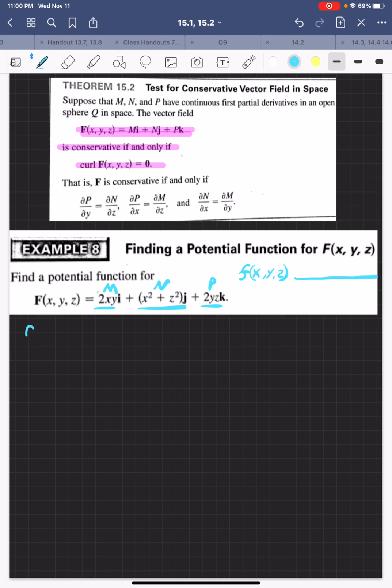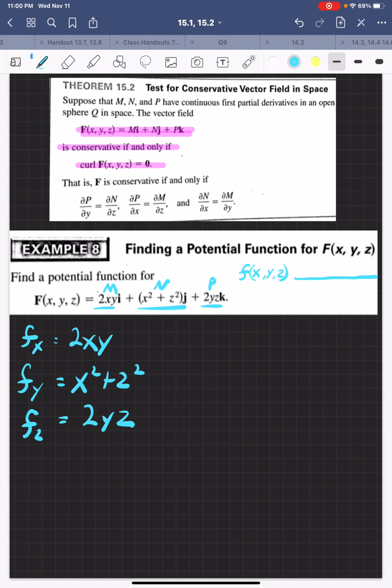Those are the partials. So whatever function f is out there, if you took the partial with respect to x, you would get 2xy. If you took the partial with respect to y, you would get x squared plus z squared. And if you took the partial with respect to z, you would get 2yz. Okay.